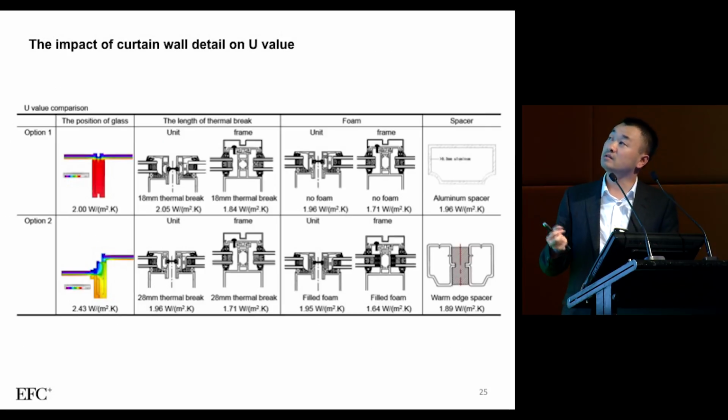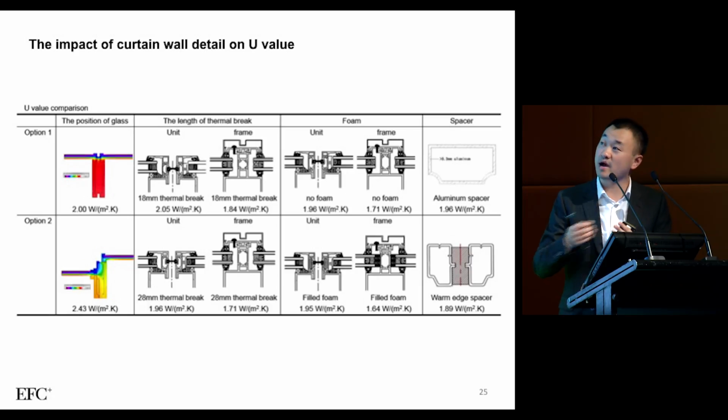Even within the same facade system, we will handle details differently. For the thermal break, we can increase the thickness of the thermal break, increase the air layer, or fill foam into some of the chambers. So it leads to a different U value.